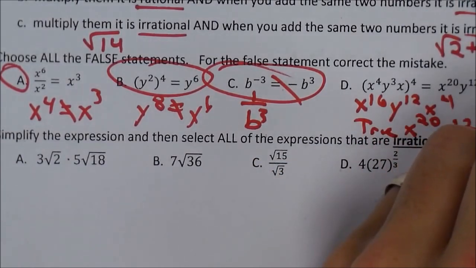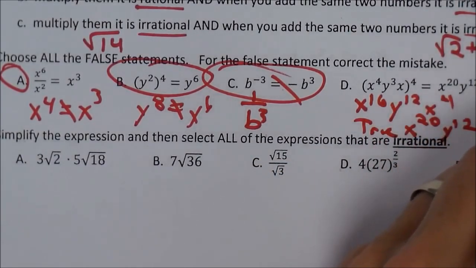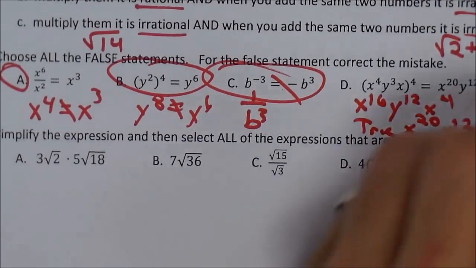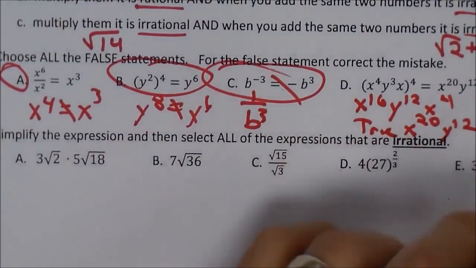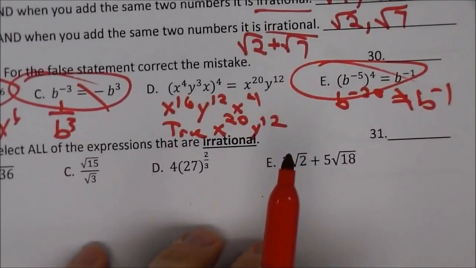And the last one is b to the -5 to the 4th, means I have b to the -20th, and that is not equal to b to the -1st. So A, B, C, and E are all false. Let me move that one over. There we go.